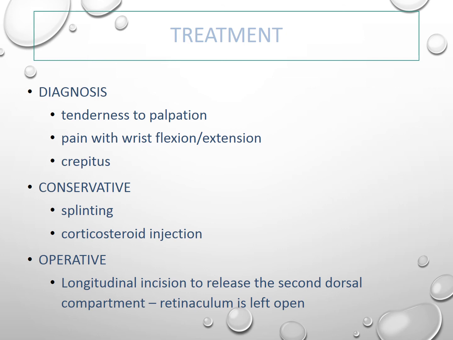Diagnosis is by physical examination and history. There's tenderness to palpation, pain with wrist flexion and extension, and crepitus in the area. Conservative management includes splinting and steroid injections. And if all fails, operative management includes releasing the second compartment with a longitudinal incision and leaving the retinaculum open.